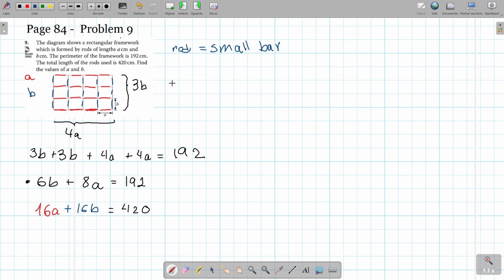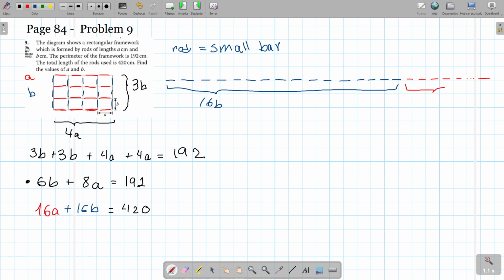If we put this road together like this, 1, 2, 3, 4, 5, 6, 7, 8, 9, 10, 11, 12, 13, 14, 15, 16, and we have to put the other ones that have a length of 1, 2, 3, 4, 5, etc. Remember, here we have 16 times b and another one that is 16 times a.